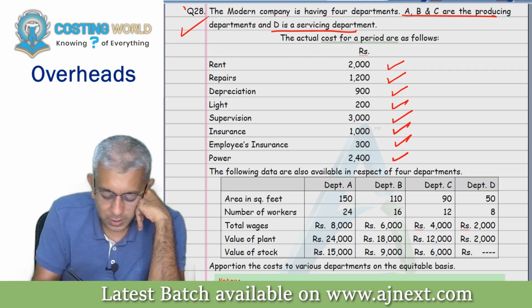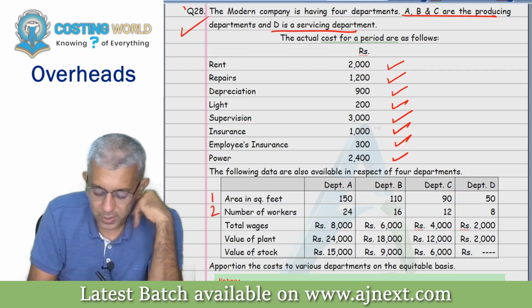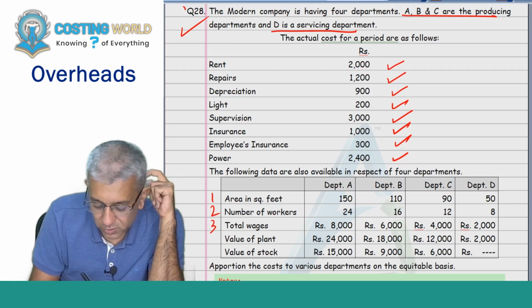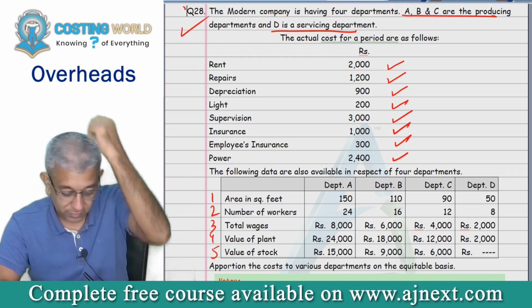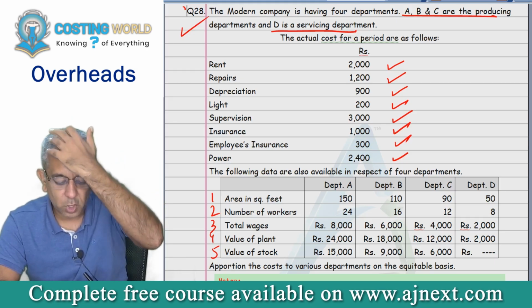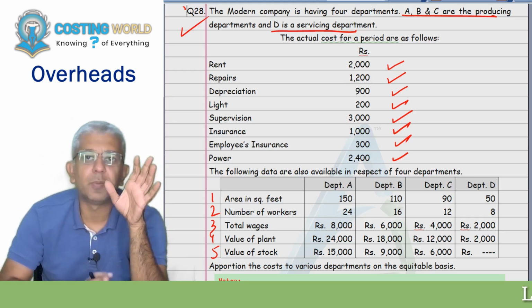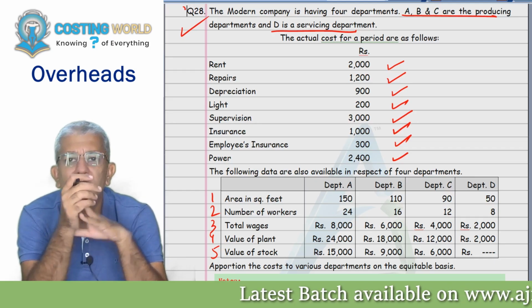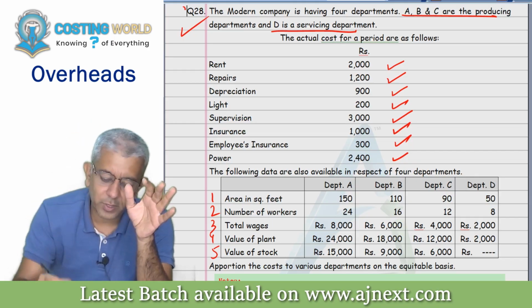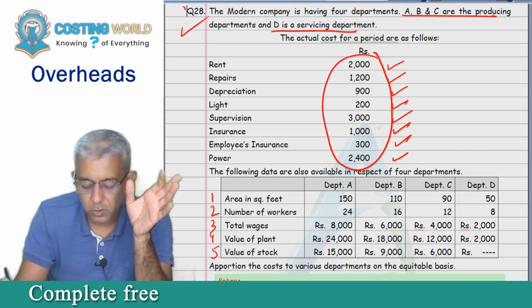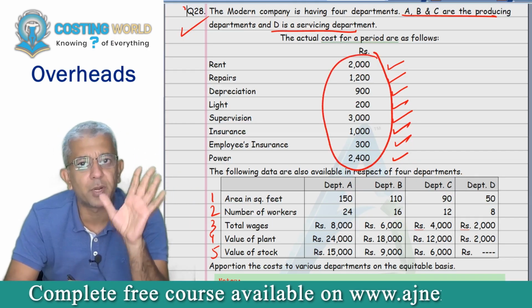Department A, B, C, D. Area in square feet, call that 1. Number of workers, call that 2. Total wages, call that 3. Value of plant, call that 4. Value of stock, call it 5. Apportion the cost to the various departments on an equitable basis. Equitable means justifiable, a proper basis. So the only thing that you have to do is divide all these costs among the various departments properly. That is the only thing.